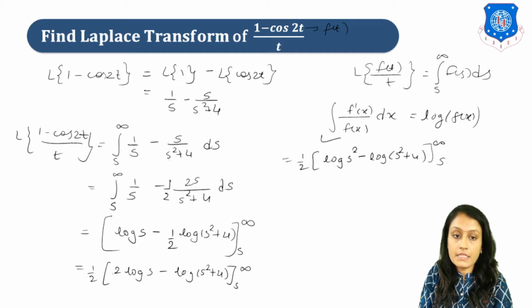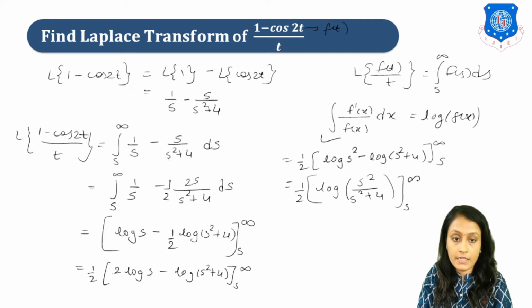And the limits are s to infinite. Now we know log a minus log b is what? Log a upon b. So 1 by 2 as it is here, log s square upon s square plus 4. Okay, limits are s to infinite. Now again, to apply the limit, what we will do, we will divide this bracket by s square. So what you will get here, log 1 upon 1 plus 4 upon s square.